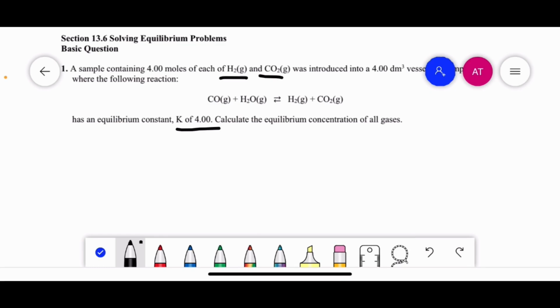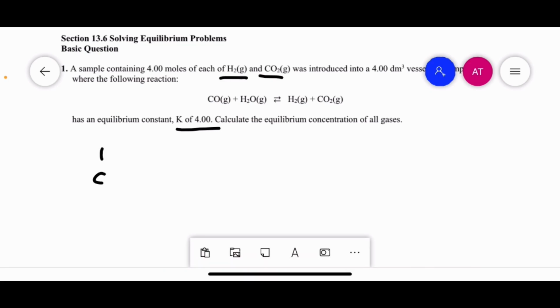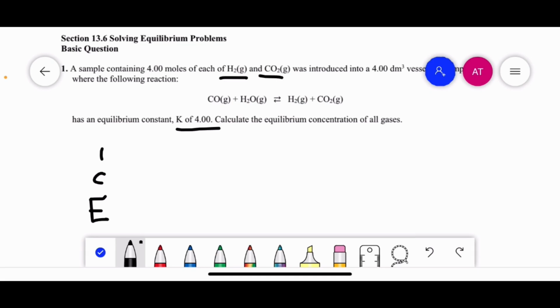Okay, so what we need to do here is the ICE table. We have this reaction proceeding, and we started off with 0 molar of carbon monoxide, 0 molar of H2O, 4 moles in a 4 decimeter cubed, so 1 molar of H2 and 1 molar of CO2. Now, because these two were introduced, the backward reaction is what proceeds.